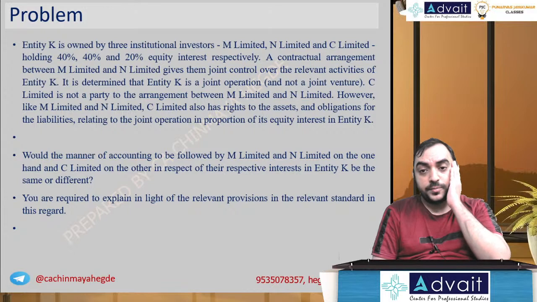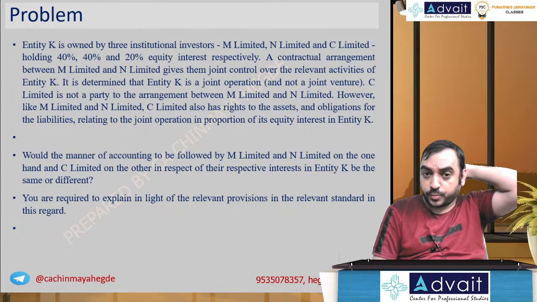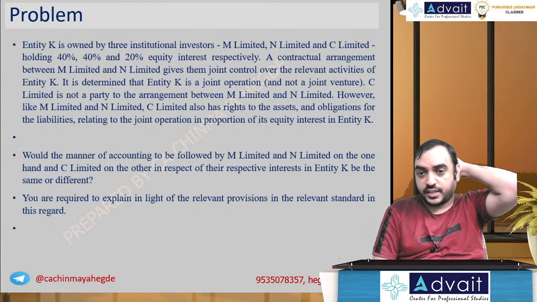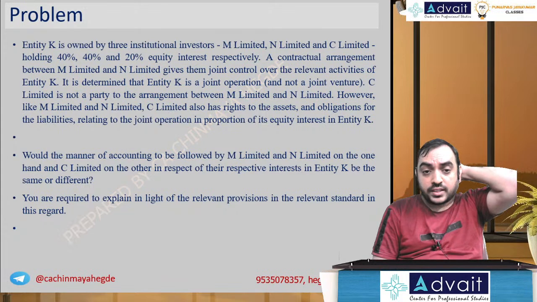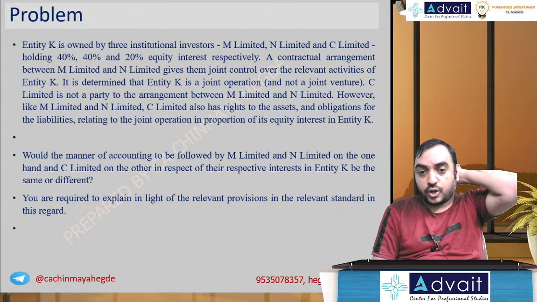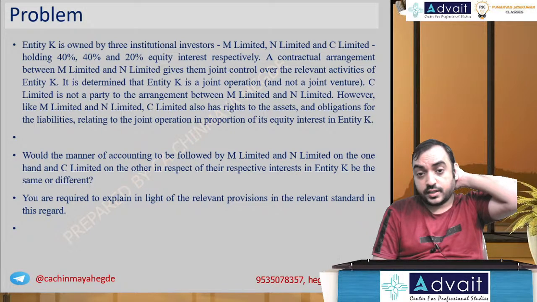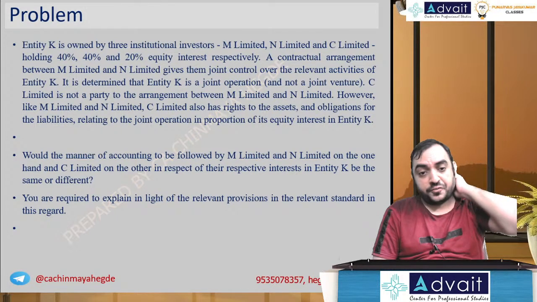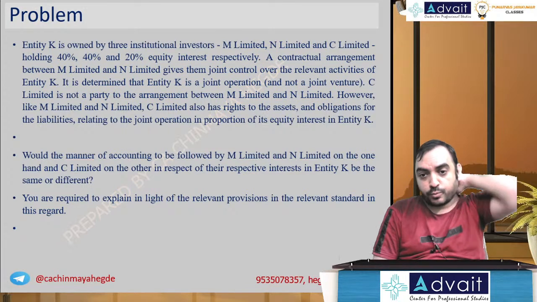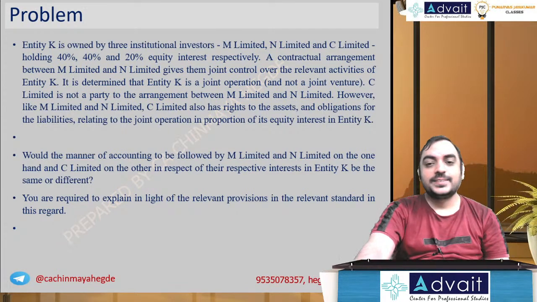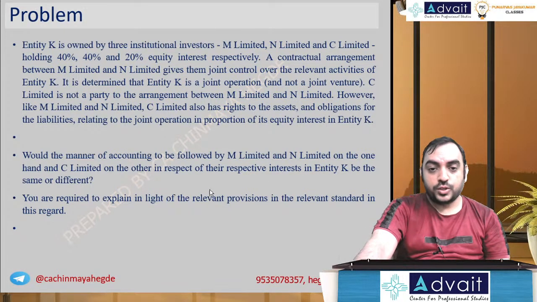C Limited is not a party to the arrangement between M and N. However, C also has rights to assets and obligations for liabilities relating to the joint operation in proportion to its equity interest in Entity K. Would the manner of accounting to be followed by M and N on one hand and C Limited on the other hand in respect of their respective interest be the same or different? You are required to explain in the light of relevant provisions of the relevant standard in this regard. Okay, read this problem once more.